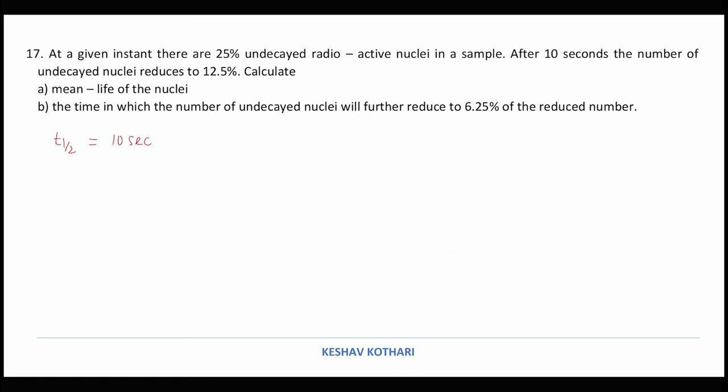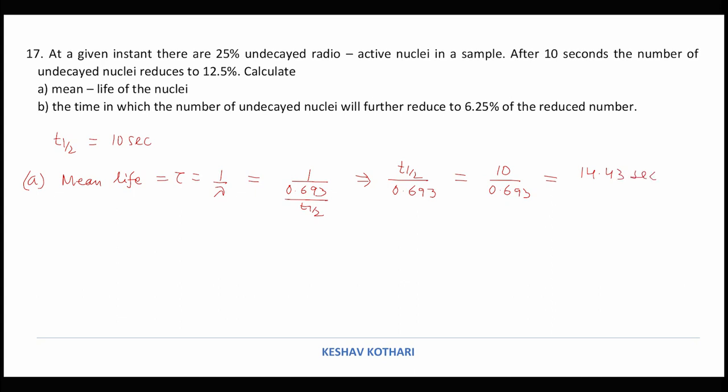Now from here we can calculate the mean life, as the problem is asking us to calculate the mean life. The value of mean life tau can be calculated as 1 by lambda. Now the value of lambda can be written as 0.693 upon T half. So if we do the calculation, we obtain it as T half upon 0.693, which is equal to 10 upon 0.693, that is equal to 14.43 seconds. So this is the value of the mean life of the nucleus.